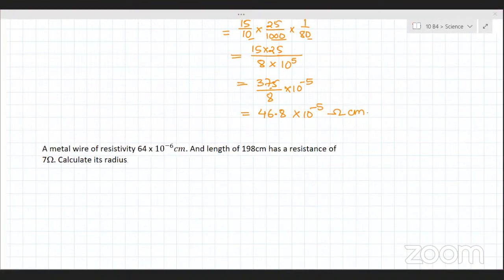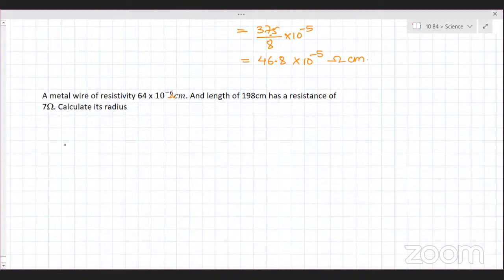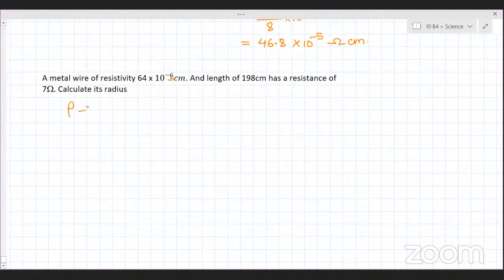A metal wire of resistivity 64 into 10 to the power minus 6 ohm centimeter, and the length is 198 centimeter, has a resistance of 7 ohm. Calculate its radius. Length is in centimeter, so no need to change anything. Resistance is equal to 7 ohms. Now they are asking radius.